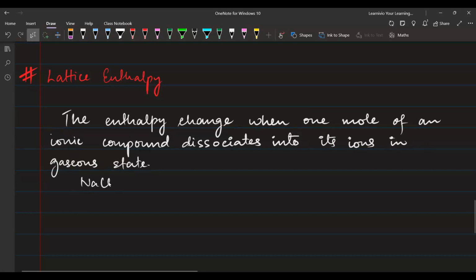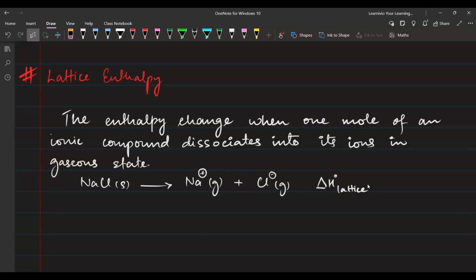Basically, if you have, for example, NaCl, now this is important. If you break NaCl into Na positive in gaseous state plus Cl negative in the gaseous state, this will require certain energy, and that is known as the enthalpy of reaction, delta H lattice. It is the lattice enthalpy, delta H naught lattice. Then we are going to learn one more thing, the Hess law or the Born-Haber cycle, which is used to determine the lattice enthalpy.